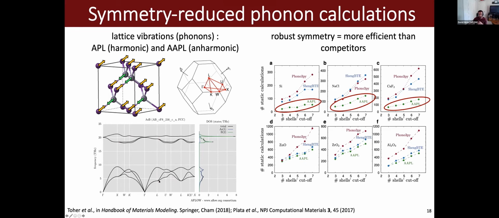And so you can see we can still recover the phonon dispersion. And here this is just an example where AAPL is the anharmonic automatic phonon library. And we compared it to some of the other off-the-shelf packages. And you can see that the number of static calculations that you need to perform to model these phonons is lower than some of the other packages. And this has to do in part to the symmetry that's being utilized here. And so again, we'll see this in phonons and also, I believe, in some of the thermomechanical modeling as well.